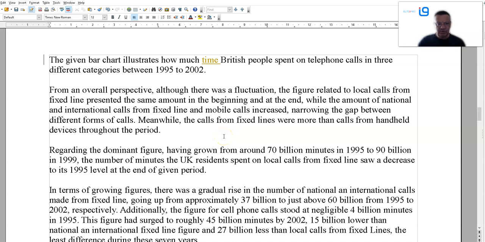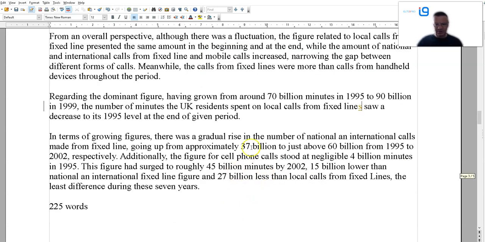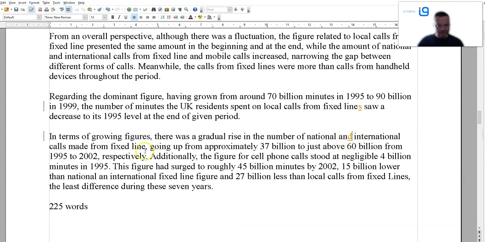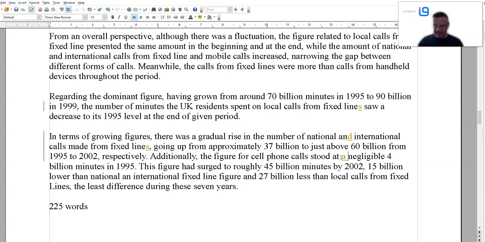From another perspective, local calls from fixed lines, same at the beginning, increased. Again, what's the biggest? What came second? What came third? What's the smallest? What's unchanged? Etc. That's the key trends and features. Dominant figure. From fixed lines, sort of decrease. In terms of growing figures, there was a gradual rise of both national and international calls made from fixed lines. Okay, 60 billion respectively, at a negligible 4 billion. 4 billion minutes is negligible? Okay. Had surged. 2002, lower international fixed line.